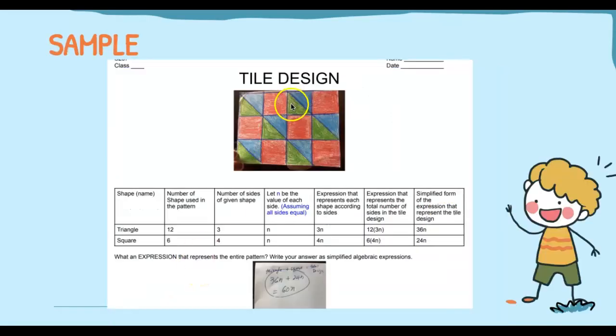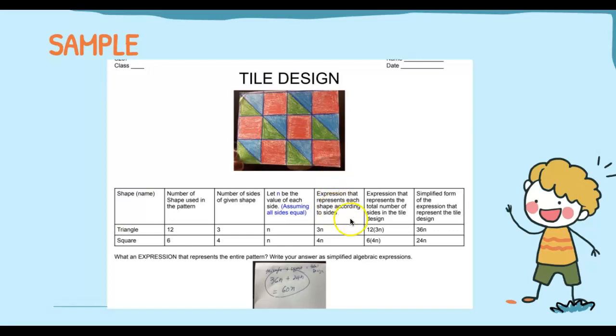Simplify the expression. Let's see an example. For example here, this is the tile design that we just have created, right? In this design, we have a triangle and a square. For the triangle, the number of shapes in the pattern is 12 triangles: 1, 2, 3, 4, 5, 6, 7, 8, 9, 10, 11, 12. And the number of sides of a triangle is 3. Let n be the number of sides, assuming that all sides are equal. So here, it's n. Even though the diagonal is longer, we just assume that all of them are equivalent to each other.